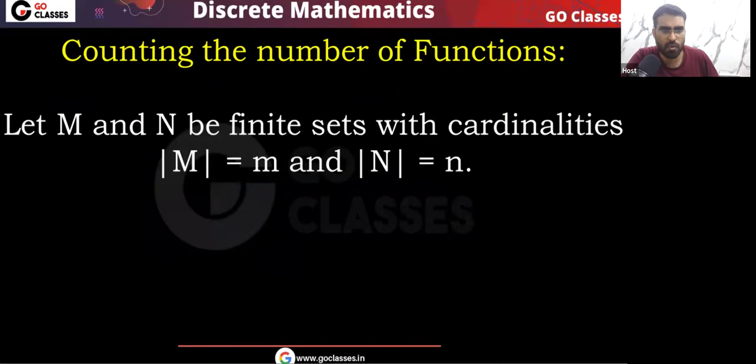So tell me the answer now. Counting the number of functions, m comma n, these are finite sets with cardinality. M cardinality is m, n cardinality is n. Number of functions from m to n, what will that be? Number of functions.